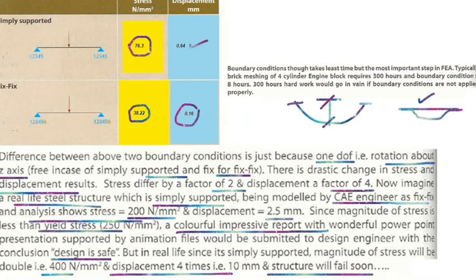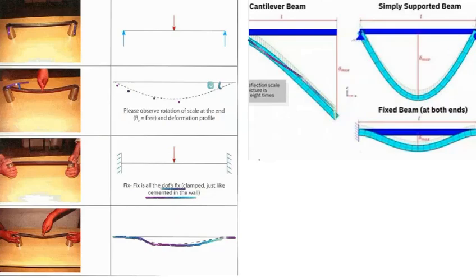You see, boundary conditions take the least time in the model, but they are the most important stuff in FEA. Typically, brick meshing of a 4-cylinder engine block requires 300 hours, but the boundary condition requires 8 hours. So these 300 hours of hard work could go in vain if boundary conditions are not applied properly. So we need to understand the significance of boundary conditions. Boundary conditions make a lot of difference in the stress as well as the displacement. If one particular degree of freedom is not restrained, the stress would be almost 2 times compared to the fixed case, right? That's what we have seen.